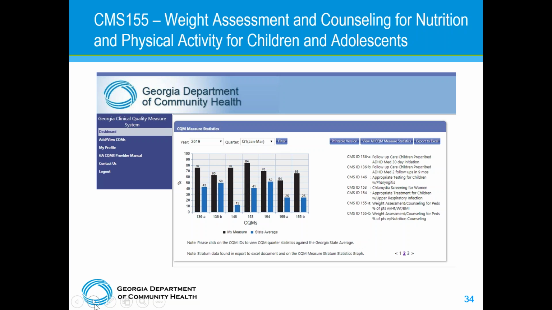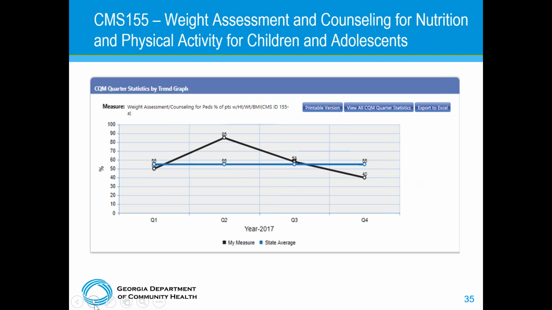For CMS 155A, which is the height, weight, BMI documented, I'm at 54%. So I have to ask, am I happy with that number? Should I be closer to 100% for the pediatric population? As a provider to pediatric patients, I know that I should be capturing the height and weight for each visit. Maybe additional training for the office staff on the importance of correctly documenting the height, weight, and BMI might improve this measure. And again, on the next slide, I can see how I have measured up for the year.